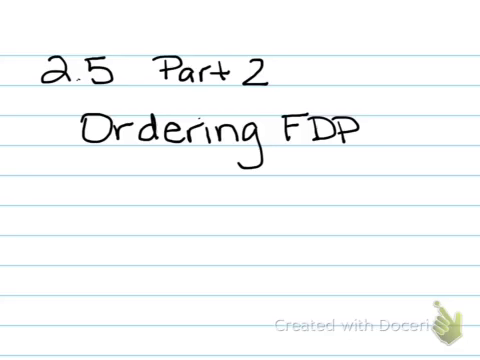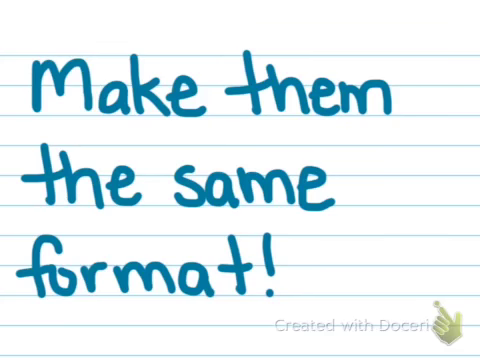The most important thing to understand when you're ordering fractions, decimals, and percents is that you have to make them all the same format. If you want them all to be fractions, make them all fractions. If you want them all to be decimals, make them all decimals with the same amount of place values. Just remember that. And if you want to make them all percents, make them all percents.